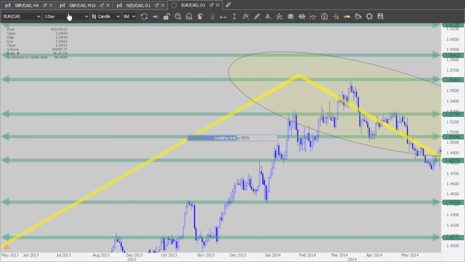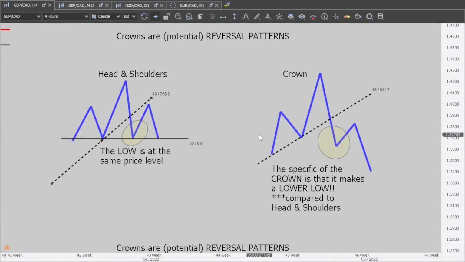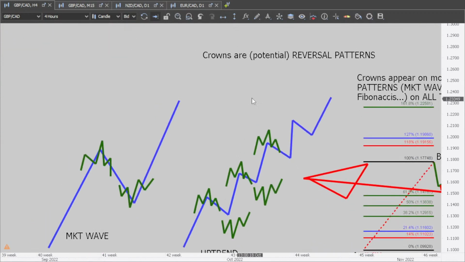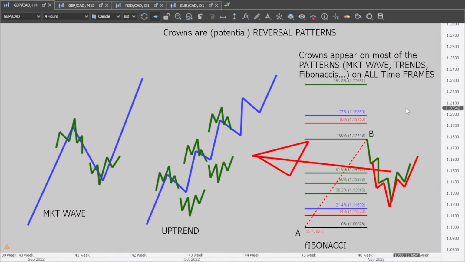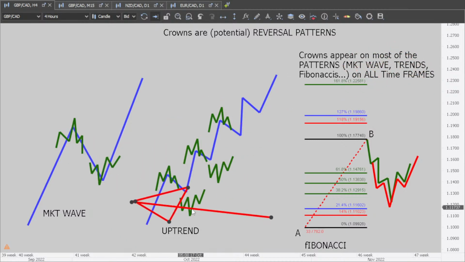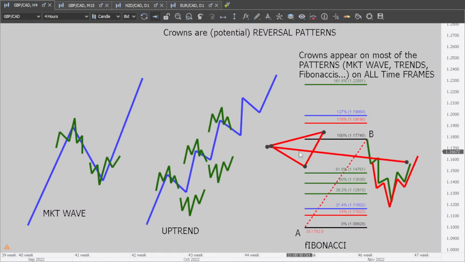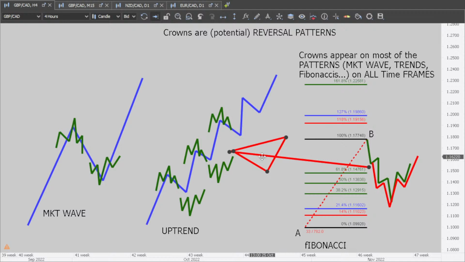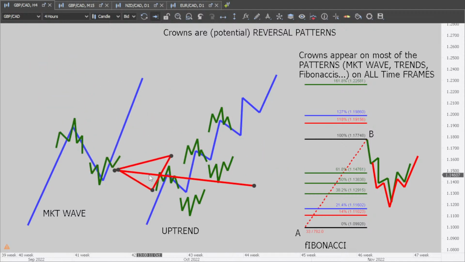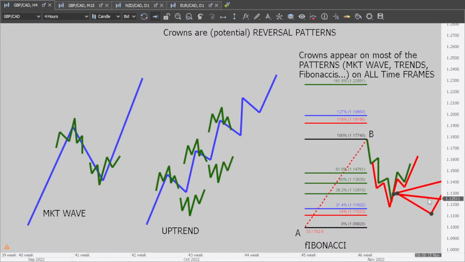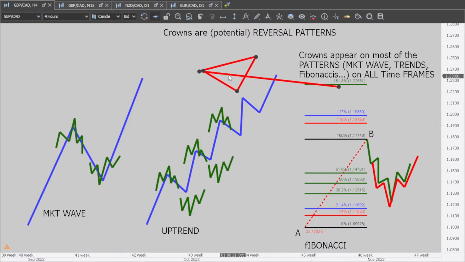You know, this is theory. Crowns are reversal patterns. You're going to find crowns on not all of them, but most of the patterns. Crowns appear in most of the patterns: market wave example, uptrend or downtrend, and lastly the Fibonacci. It could be in reverse too. Make sense? Down market wave, yes sir. Downtrend, yes sir. Or down Fibonacci. Okay?